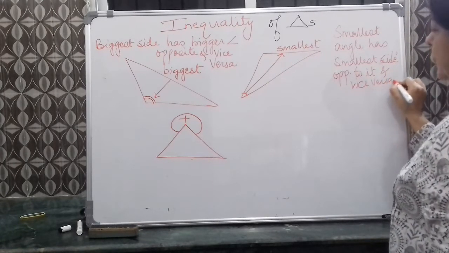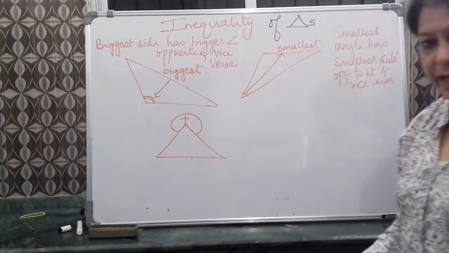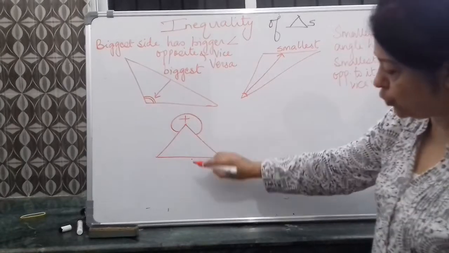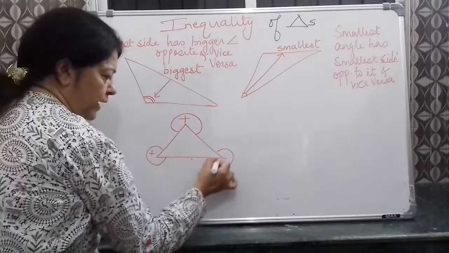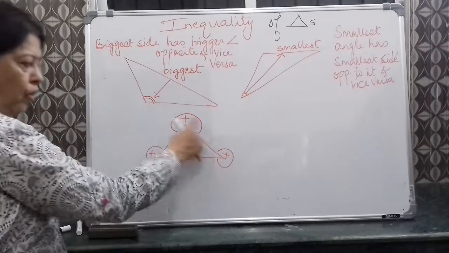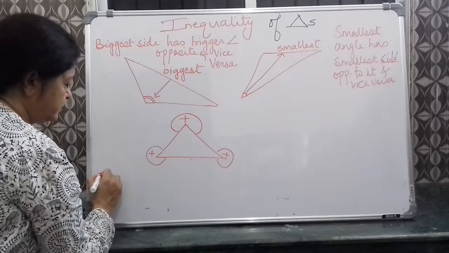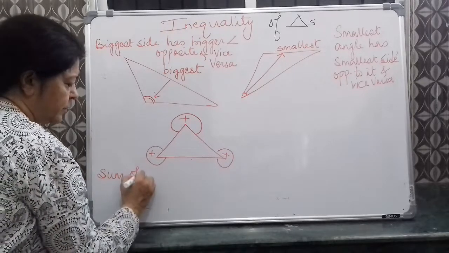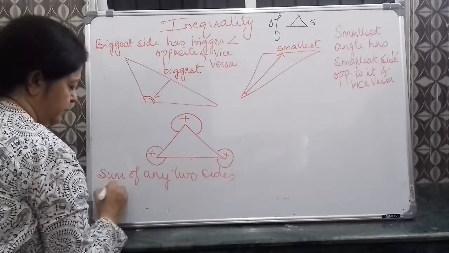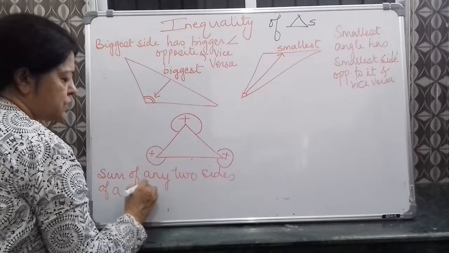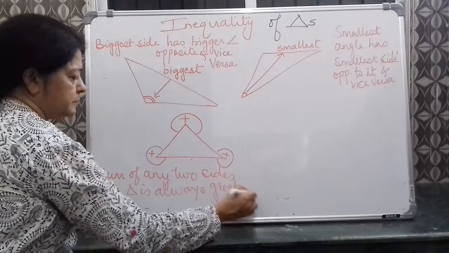And at the same time, the third property says that take any two sides of the triangle and you add them, the addition will always be greater than the third side. So even if you add these two sides or you add these two sides, it is applicable for all the three taken two at a time. So sum of any two sides of a triangle is always greater than the third side.